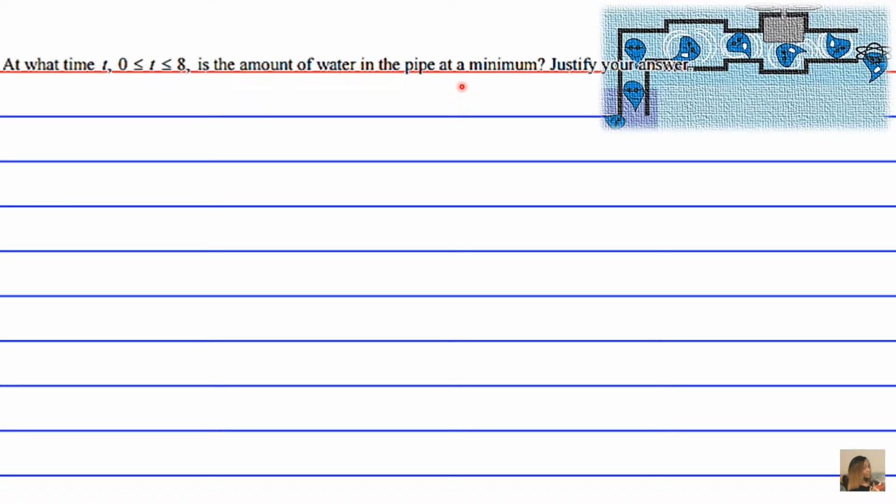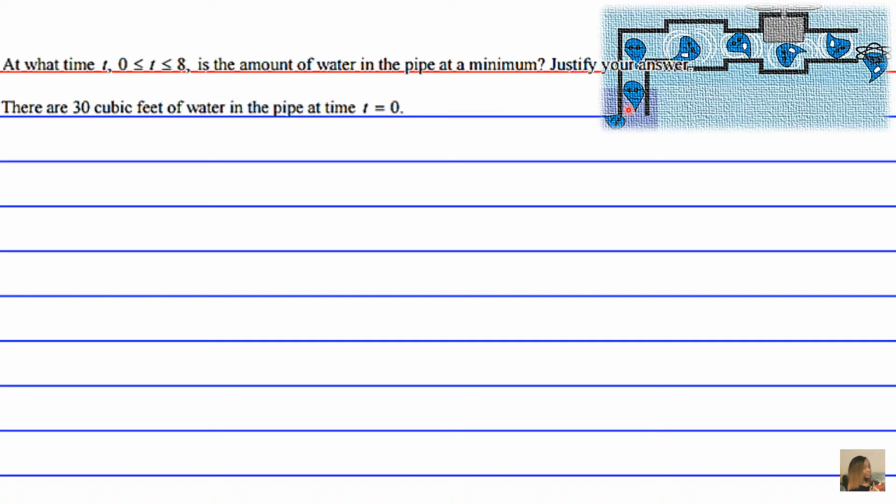What you're going to need to do is to set up an integral expression that expresses the minimum water level in the pipe. So the first thing that I want you to remember is that we're told that there are 30 cubic feet of water in the pipe at time t equals 0. That means, before anything starts flowing, there are already 30 cubic feet of water present in the pipe.